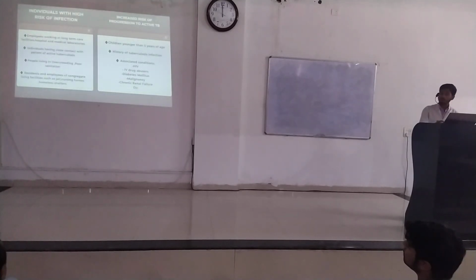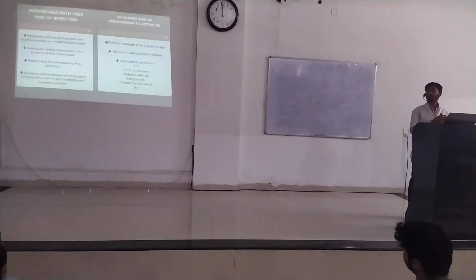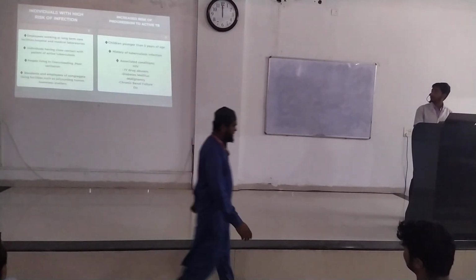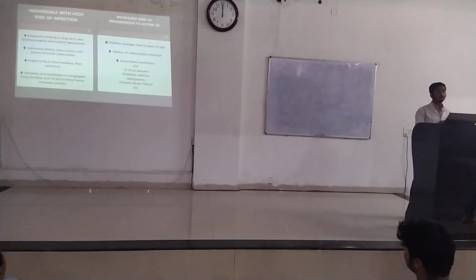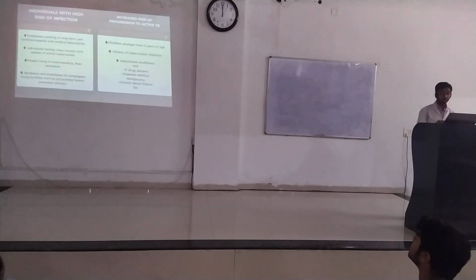So these are the individuals at risk of infection with pulmonary TB and increased risk of progression to active TB. We have two types, active TB and latent TB. Active TB is the TB which occurs the first time, and the latter is the relapse or reinfection of tuberculosis in the same individual.